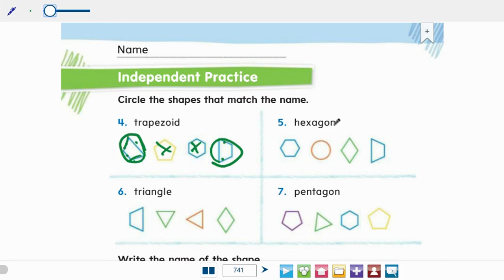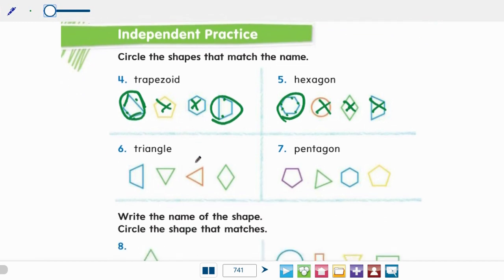A hexagon has 6 sides. So I'm looking for 6 sides. So my first one here has 1, 2, 3, 4, 5, and 6. So that is. My next one is not. That's a circle. My next one after that, nope, that's a parallelogram. And then my next one is a trapezoid. So we only had 1 circled for number 5.